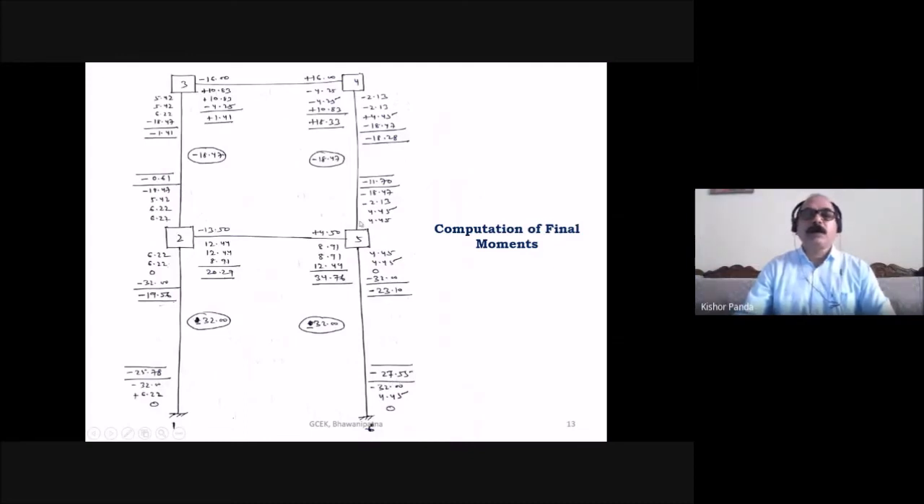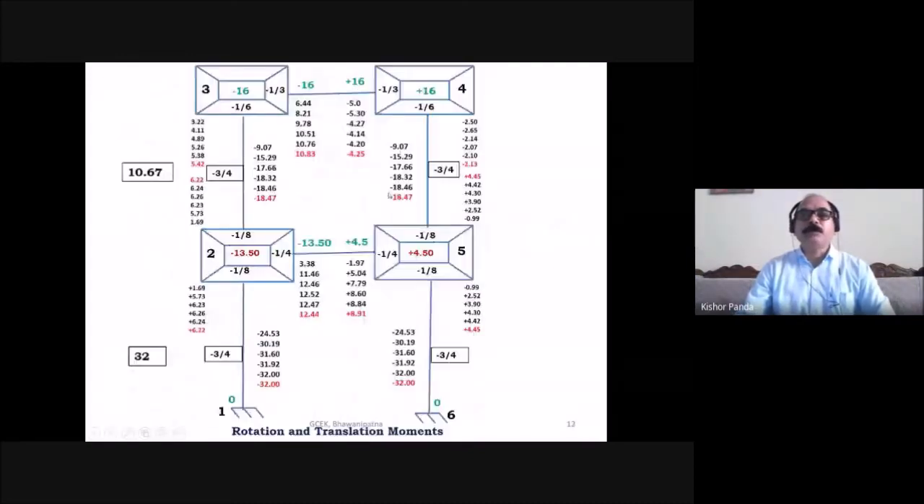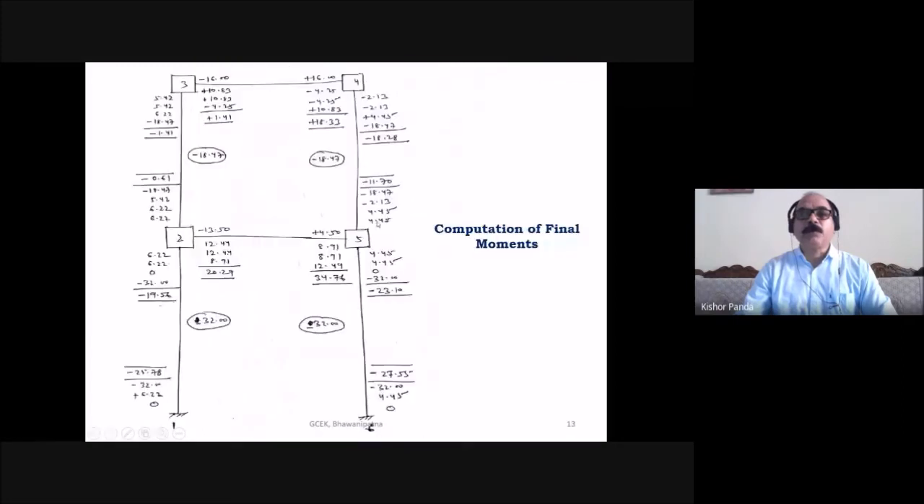Similarly, find out M54. When you find M54, the fixed moment is 0, the near end rotation moment is 4.45, the far end is minus 2.13, and the translation moment is minus 18.47. So M54 is equal to 2 into 4.45 minus 2.13 minus 18.47. So this is minus 11.70.